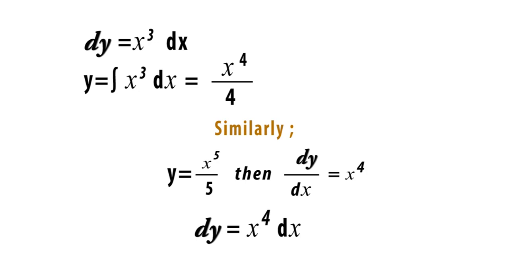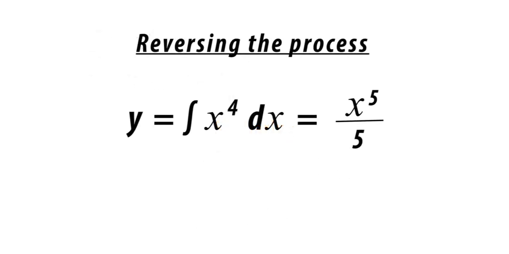Again, if y is equal to x to the exponent 5 divided by 5, then dy/dx is equal to x to the exponent 4. And dy will be equal to x to the exponent 4 dx. Reversing the process, we will have y equal to the integral of x to the exponent 4 dx, which is equal to x to the exponent 5 divided by 5.